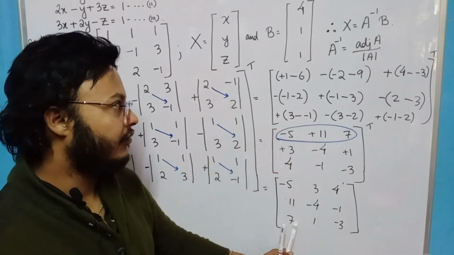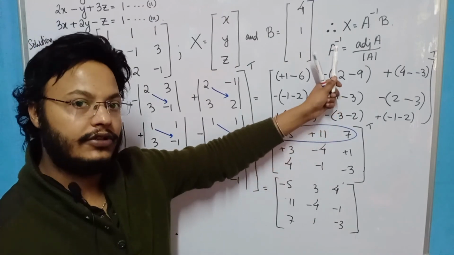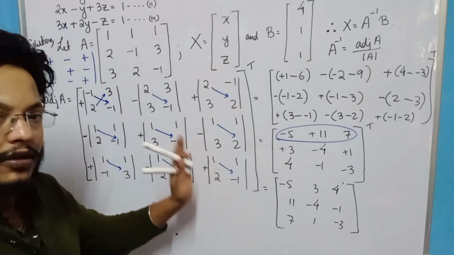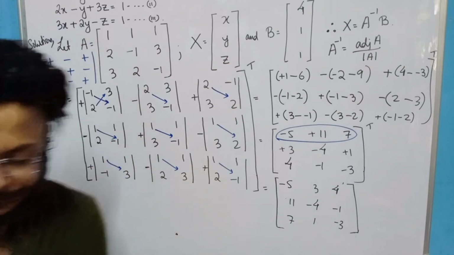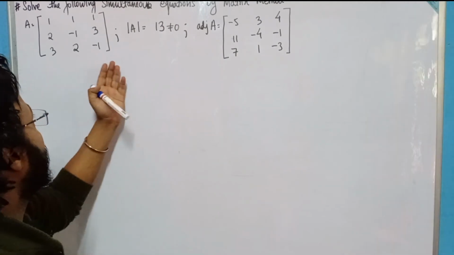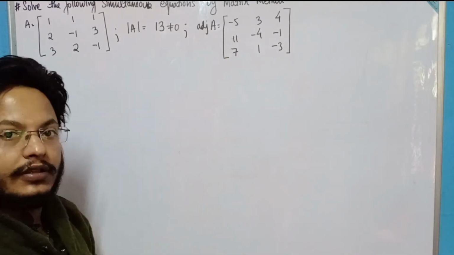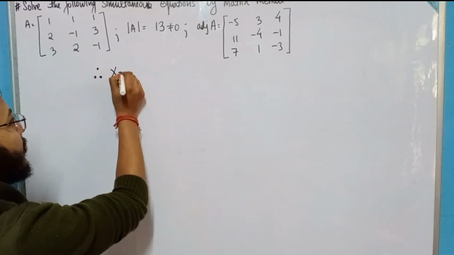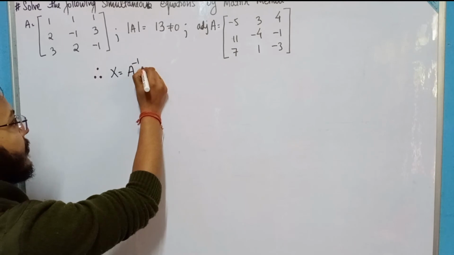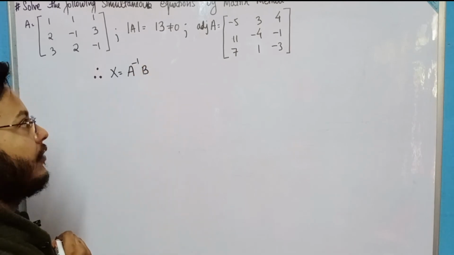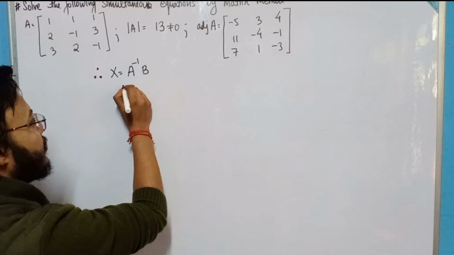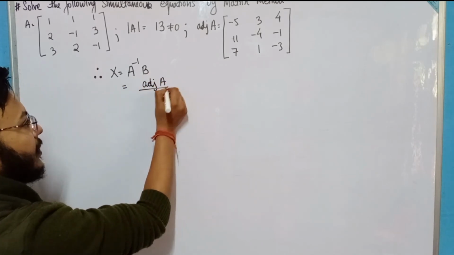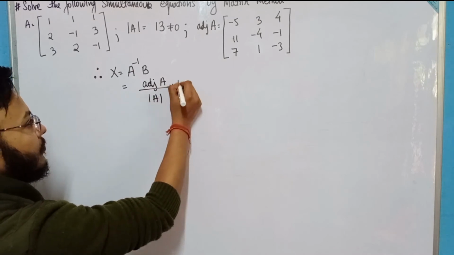Now we got the adjoint of A. Now we have to find A inverse. A inverse value is adjoint of A divided by det of A. This is a very long process and you get 5 marks for this. We got the value of det of A as 13, and adjoint of A as this. So we know the formula for X. Therefore X equals A inverse B. And you know the formula for A inverse: A inverse is adjoint of A divided by det of A, into B.